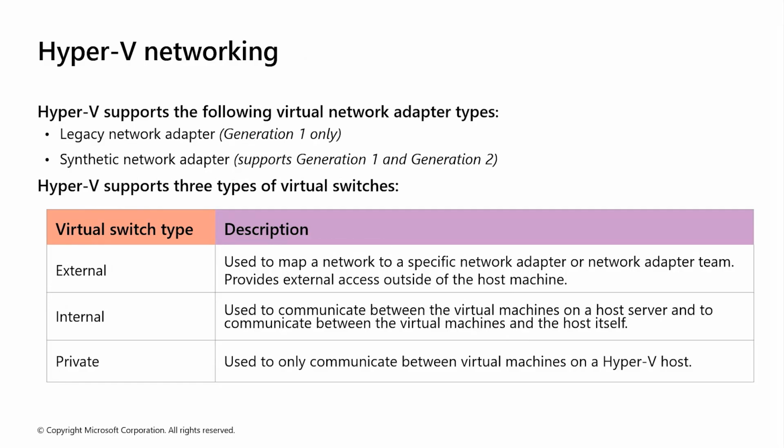Hyper-V provides flexible networking options for your VMs. Choose the right adapter and switch type based on your VM's needs: external for internet access, internal for isolated lab environments, and private for secure VM-to-VM communication.